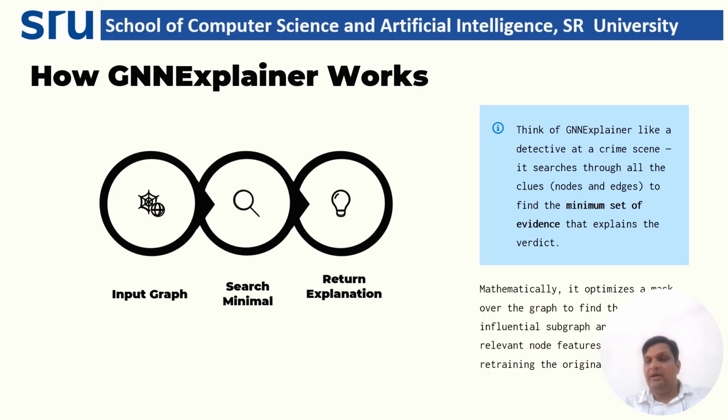In other words, imagine a crime scene investigation. GNN Explainer searches through all nodes and edges to find the smallest set of evidence that explains the output. Technically, it learns a mask that highlights the most important subgraph without retraining the model.